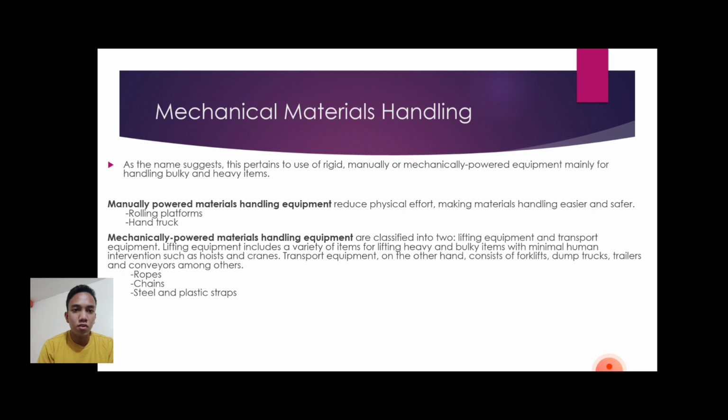Lifting equipment includes a variety of items for lifting heavy and bulky items with minimal human intervention, such as hoists and cranes. Transport equipment, on the other hand, consists of forklifts, dump trucks, trailers, and conveyors, among others. Ropes, chain, steel, and plastics are those.